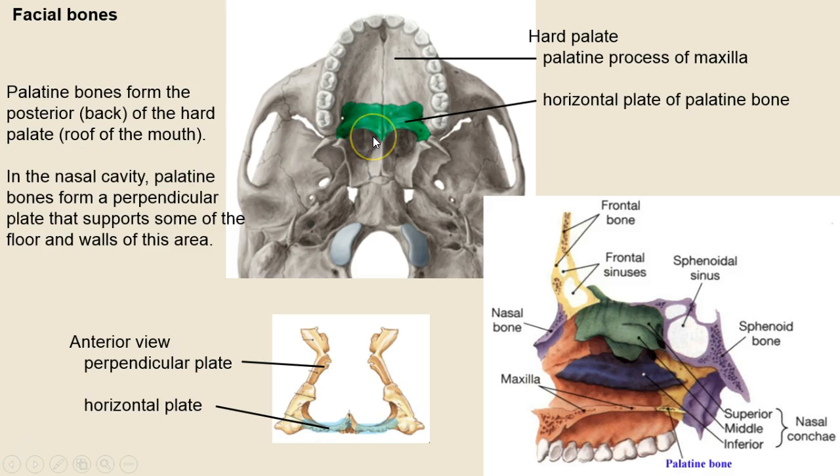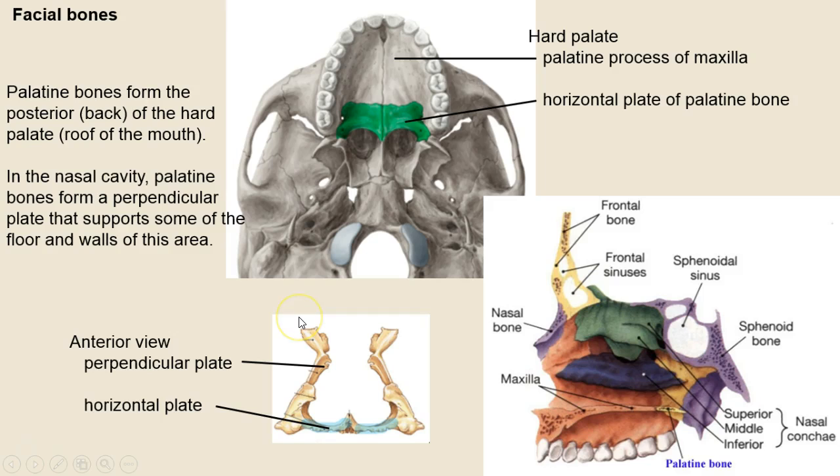Palatine bones, we saw that on an anterior view. In the green right here are the palatine bones, which are separate from the other part of the palatine process of the maxilla here. Okay, very different, two different bones, even though it looks like one unit.